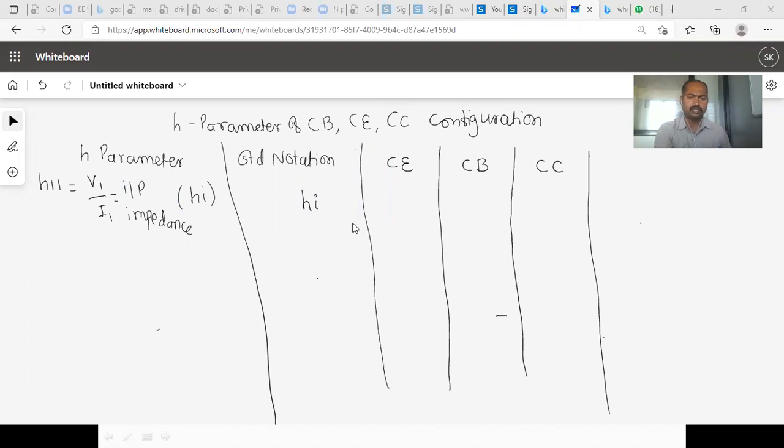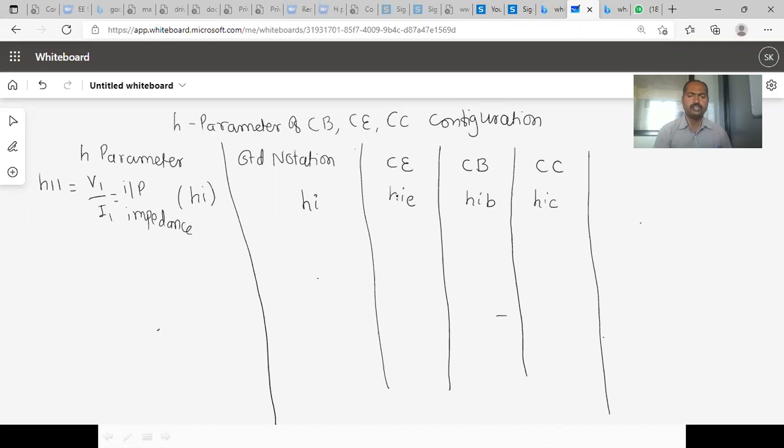Then another thing: when that comes with respect to the common emitter configuration, it is called HIE. This indicates the input impedance of the common emitter configuration. For the common base, we write HIB. It indicates the input impedance of the common base configuration. Now here it is HIC. This indicates the input impedance of the common collector configuration, right?